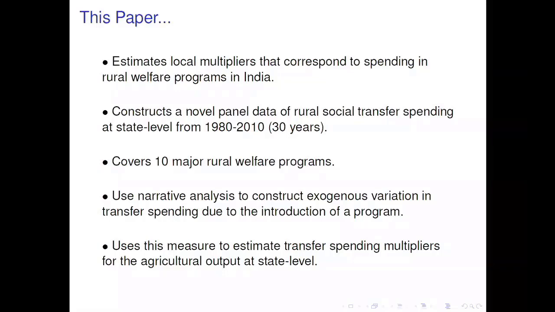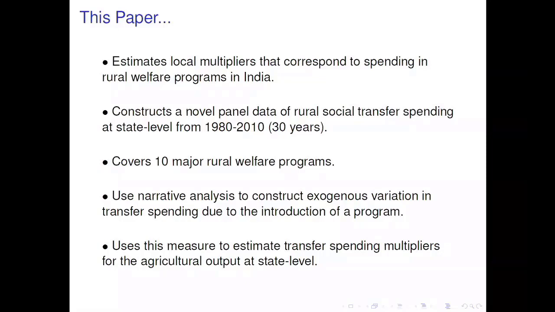Does that make sense? But obviously, some of the papers that I mentioned earlier estimate multipliers at the national level. So that's pertaining to the fact that you want to address questions related to aggregate output. Out here, we are more focused on local output, but the results are quite similar.